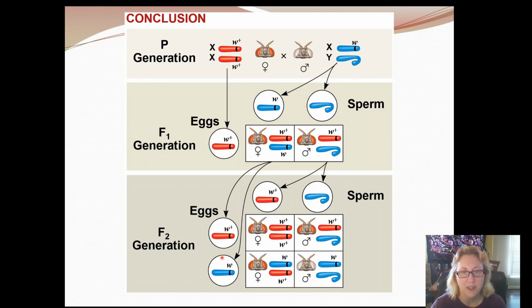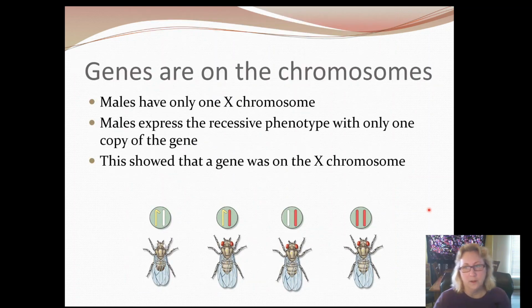The mom's a carrier, dad is unaffected. We're going to see none of the daughters affected, but 50% of them will be carriers, and 50% of the males will be affected. T.H. Morgan's experiments were the first real evidence that, yes, in fact, genes are on the chromosome.